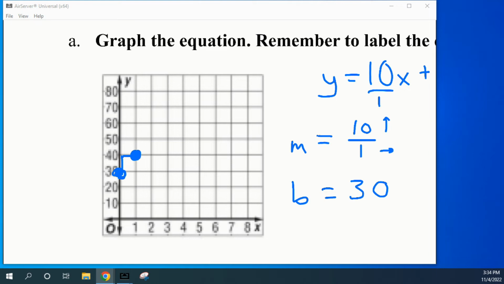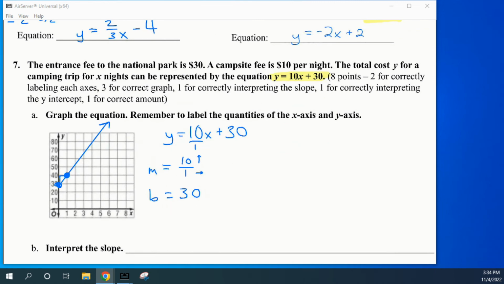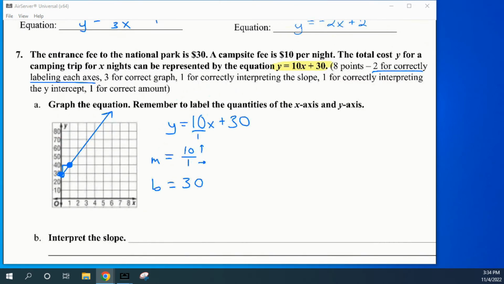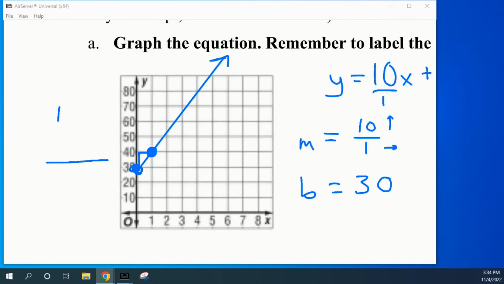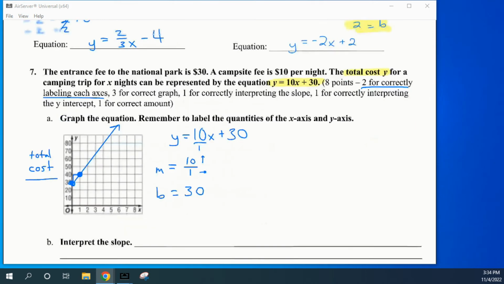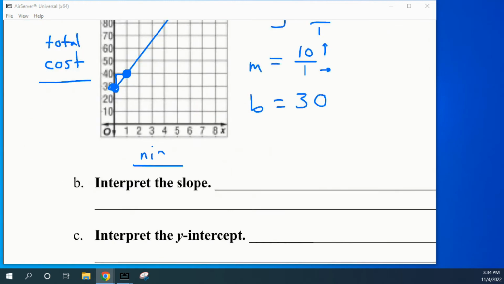I realized I just missed 2 points because I skipped reading the directions. Hopefully some of you are calling me out on your own time there. It does say you get 2 points for correctly labeling each axis. What that means is not x and y. It comes from the problem. So our total cost, y, so that would be the y-axis, total cost, for a camping trip for x nights. So I've got nights down for my x-axis, okay?